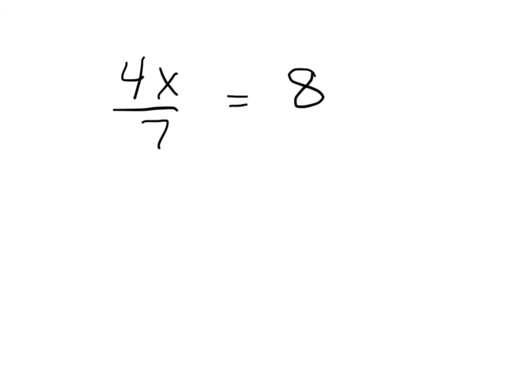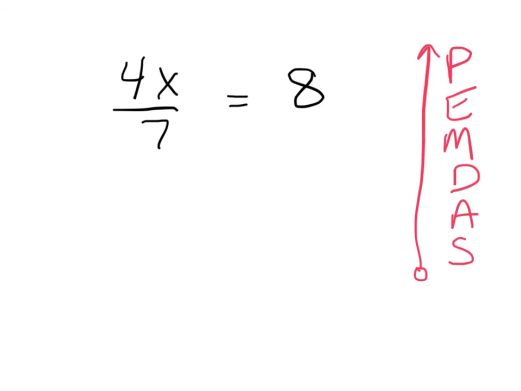And here's our last problem. 4x divided by 7 equals 8. Again, my order of operations is please excuse my dear Aunt Sally, parentheses, exponents, multiply, divide, add, and subtract. I'm going to follow these in reverse, and let's see what's the first thing I get rid of.